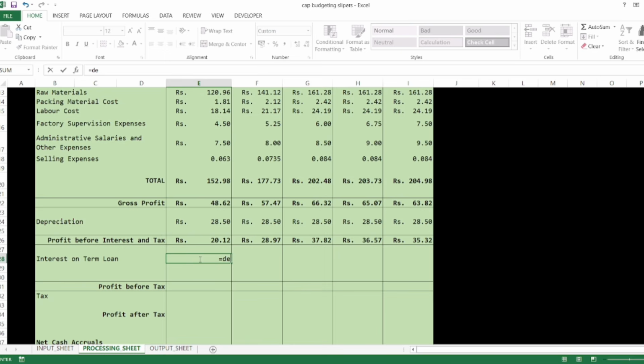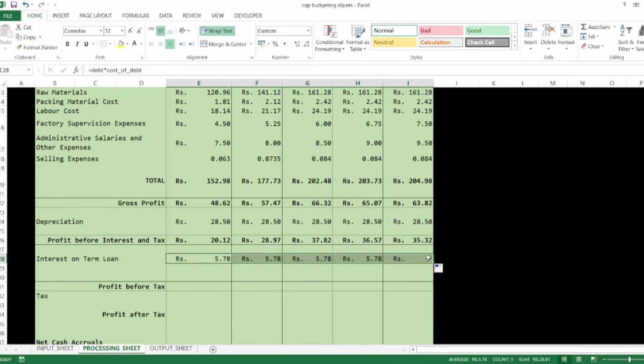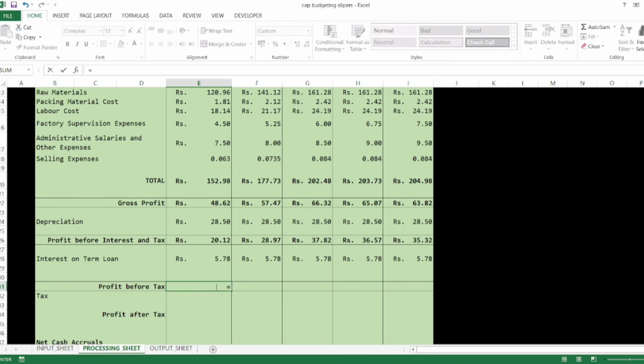Now for the term loan, we'll calculate interest on term loan by the formula debt into cost of debt. And once we get this 5.78, we'll drag it till the fifth year. This will be the same across all the 5 years. And for calculating profit before tax, we will simply select equals to E26, that is profit before interest and tax, and then subtract the tax, that is the E29 cell, and then enter and drag it.